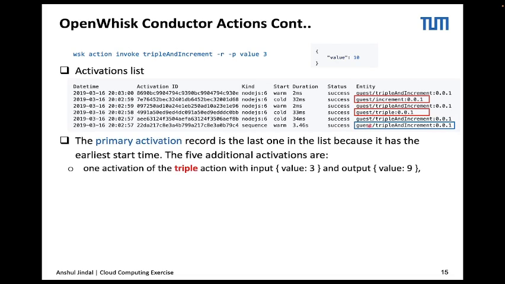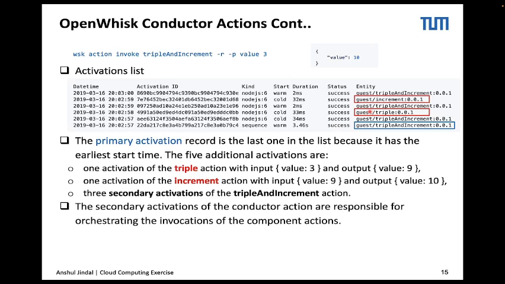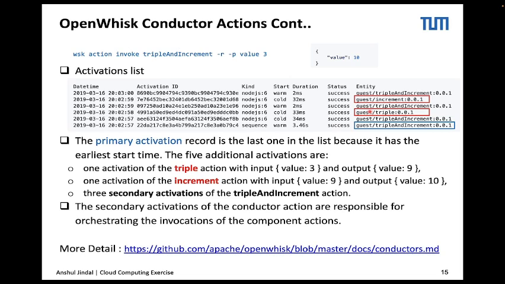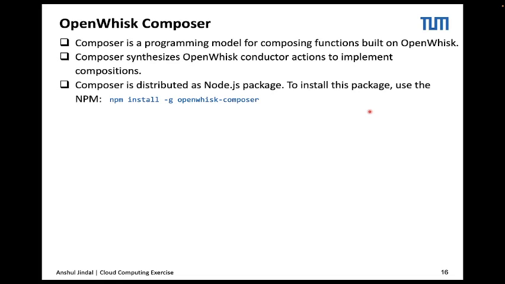The first one is called the primary, and these red ones are called the secondary. More details you can find there. We will not be directly using these conductor functions, because you can see it's already quite complex to build an application using them. Therefore we have a library called OpenWhisk Composer within Node.js.